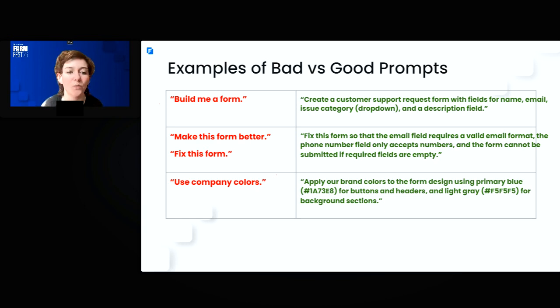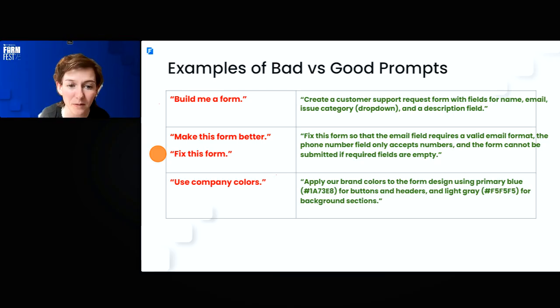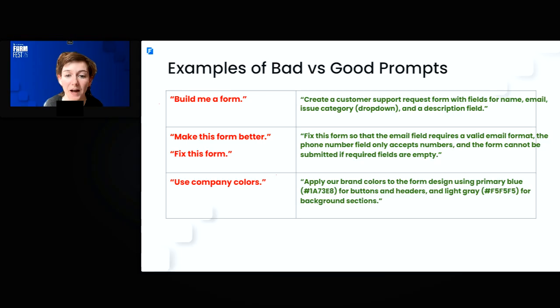The next bad example would be "make this form better" or "fix this form." It's very vague. Go into detail by saying "fix this form so that the email field requires a valid email format, the phone number field only accepts numbers, and the form cannot be submitted if required fields are empty."